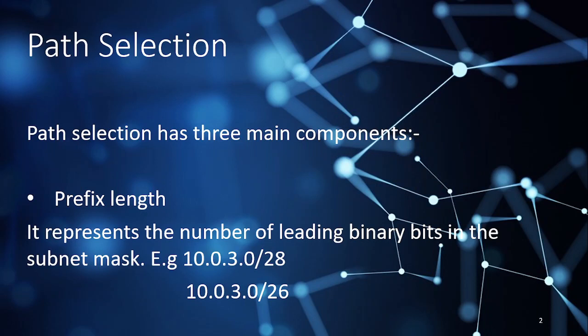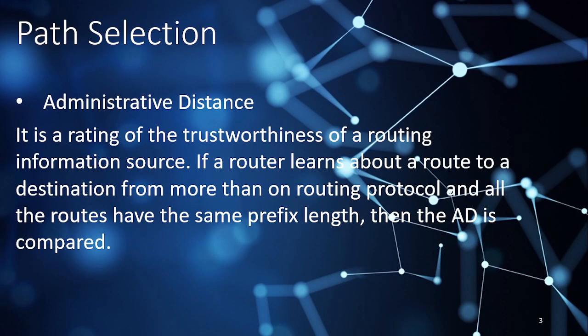So the path selection has mainly three components. The first is the prefix length, and the example below shows the number of leading binary bits in the subnet mask. So /28 and /26 are the prefix length. And the second one is the administrative distance. It is a rating of the trustworthiness of a routing information source.